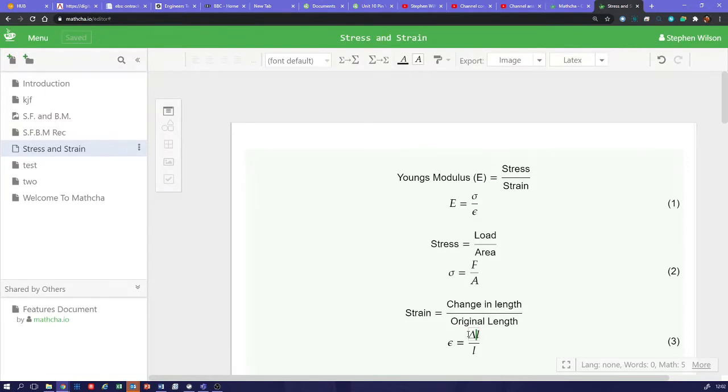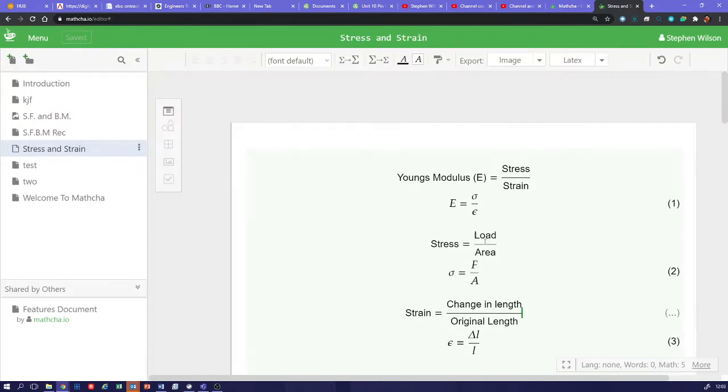You might sometimes see that as X, small letter X there, instead of delta L, change in length, over original length L. And it's probably worth remembering at this stage that strain is dimensionless, because we're dividing meters or millimeters by meters or millimeters, and so they cancel out, and so it's just a ratio of lengths essentially.